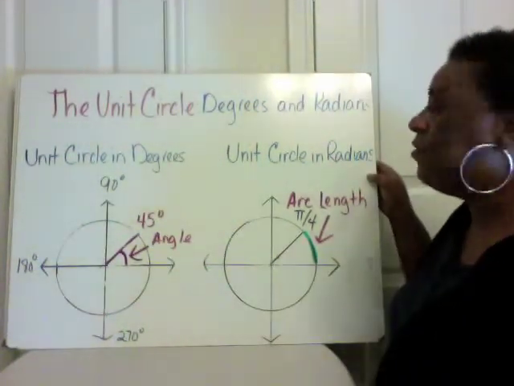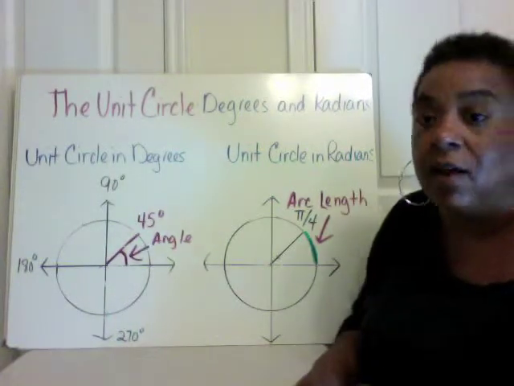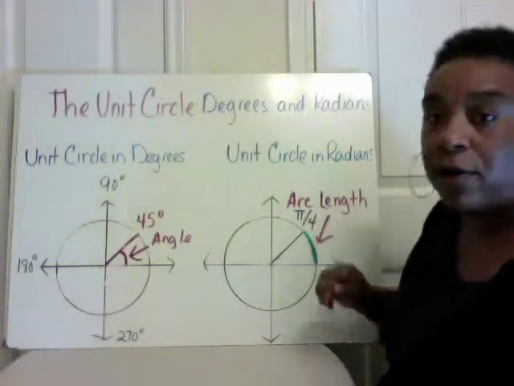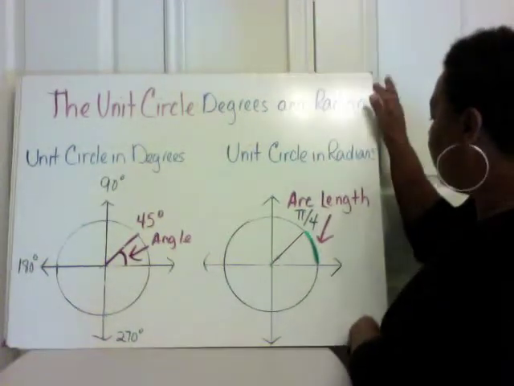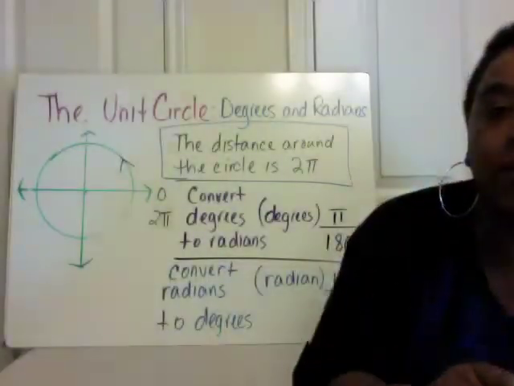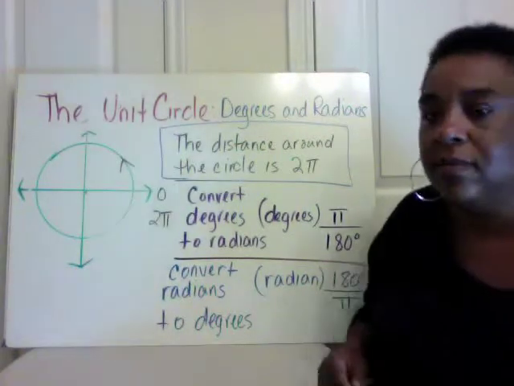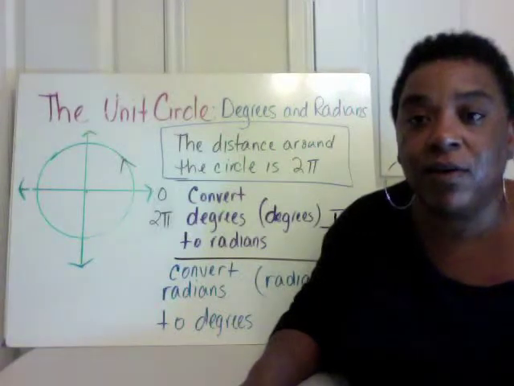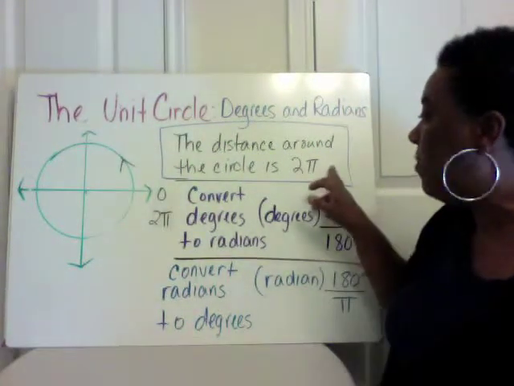When we talk about the unit circle in terms of radians, we're talking about the arc length that is formed as we go around the circle. Now the distance or circumference of the circle in terms of radians is 2 pi.